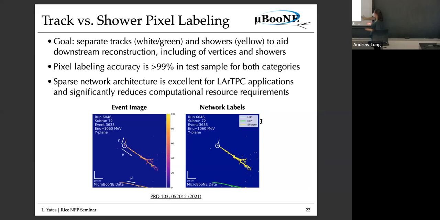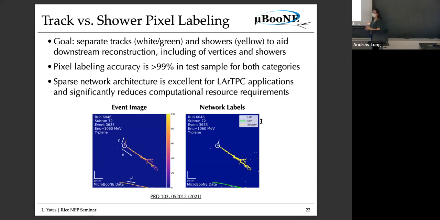There's a cool paper on this. I don't have time for all the details, but this performs really, really well. Our pixel labeling accuracy for this track versus shower classification labels pixels accurately to greater than 99%, for both tracks and showers. It also employs a sparse network architecture, which feel free to ask me more about, but basically it operates on these images while ignoring all of the empty pixels. This actually improved the performance of the network compared to a previous network that had a dense architecture, but it also significantly reduced our computational needs to do the inference on these images. That was a huge boon in terms of being able to push our data through and also being able to look at entire images together instead of crops.